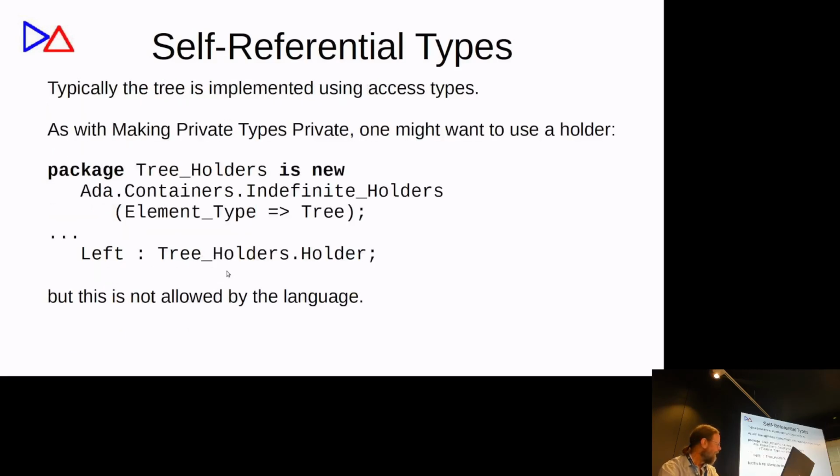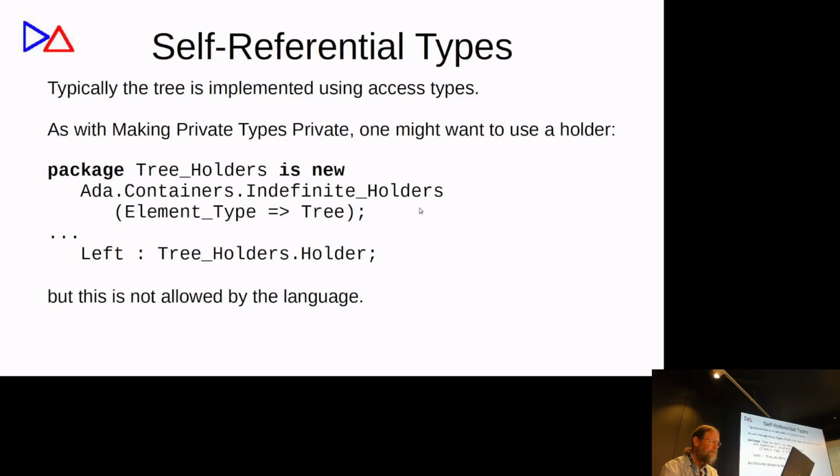And something I didn't get to in making private types private is why we use the class-wide type. You would think that you could do this: use the incomplete private type to instantiate indefinite holders. But this is not allowed by the language. Incomplete private types are a special case which have extra restrictions.